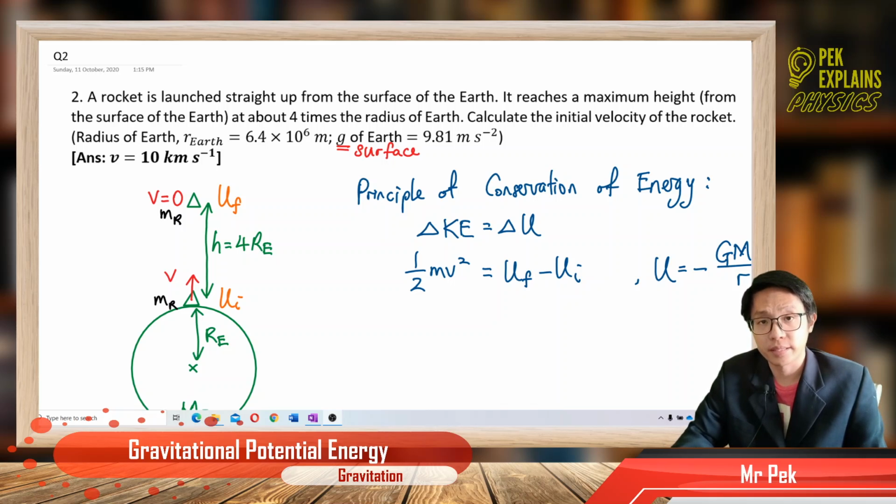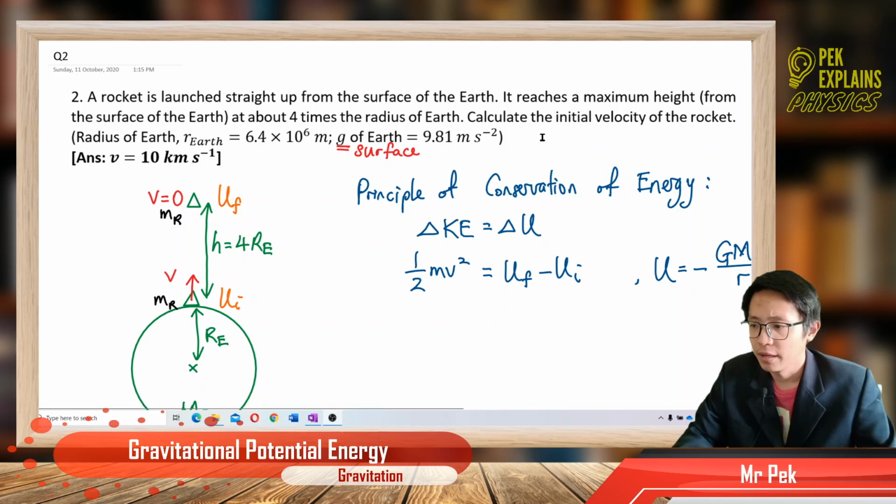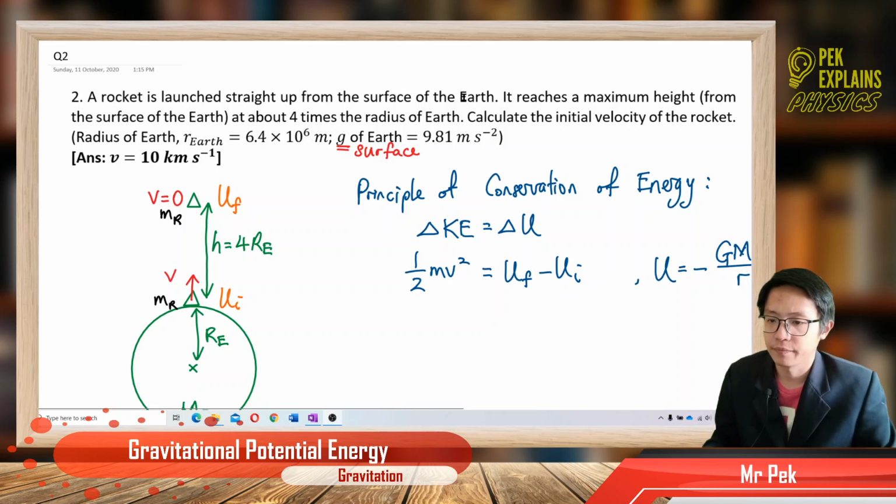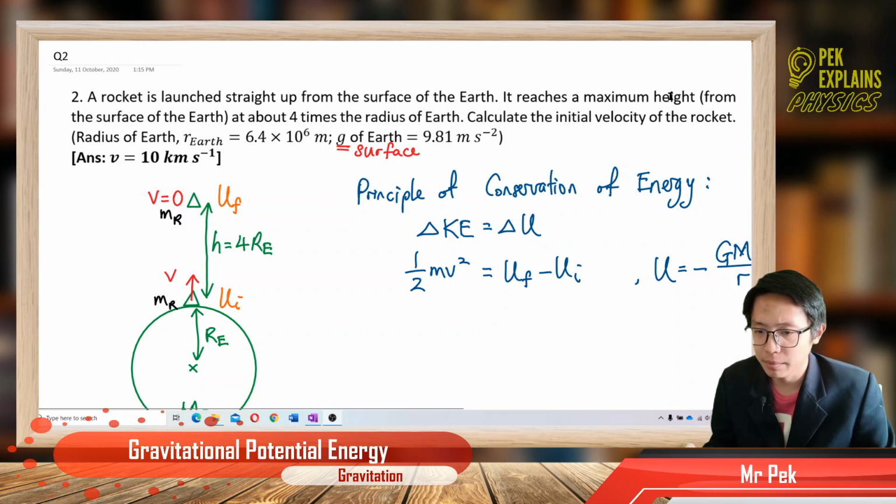Okay, now this is the second question in gravitational potential energy. A rocket is launched straight up from the surface of the Earth. It reaches a maximum height from the surface of the Earth at about 4 times the radius of Earth. Calculate the initial velocity of the rocket.